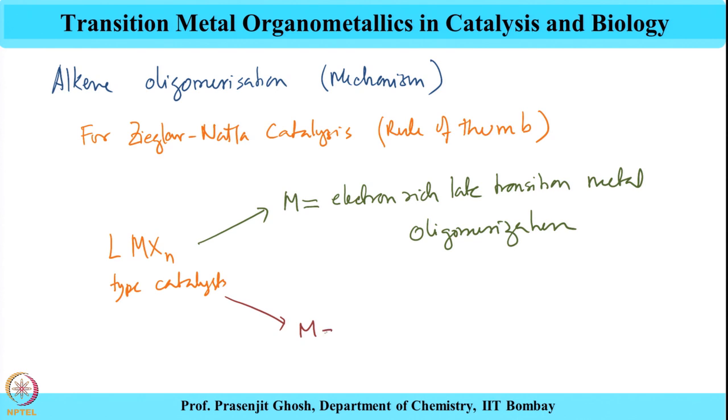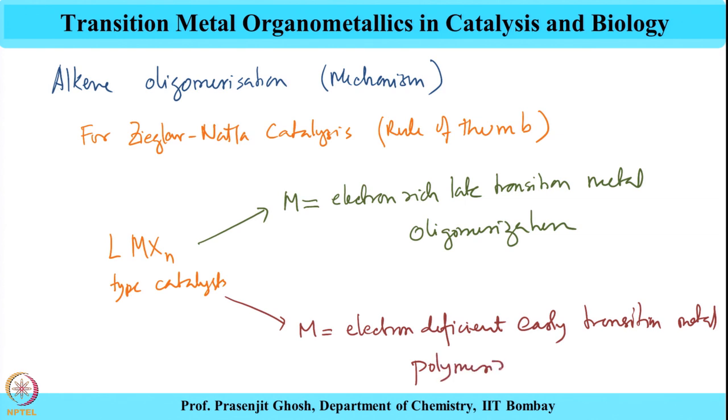when M is an electron deficient early transition metal, then polymerization is preferred. Now, in our first discussion on the extent of the growing of the polymer chain, we had said that the extent of this chain length is very much dependent on the rate at which the propagation step and the termination step occur in a comparative sense.